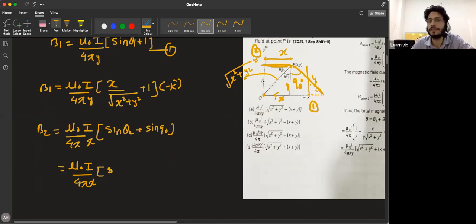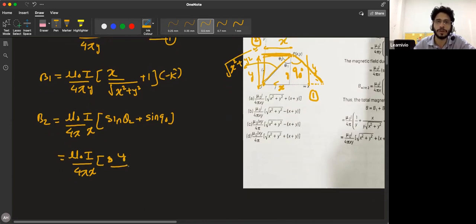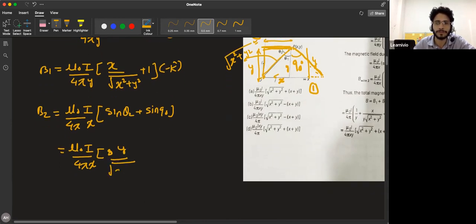Now let's calculate sine theta 2 also. Sine theta 2, how much will it be here, Nabil, in this right angle triangle? This is y, this is x. Sine theta 2 will be perpendicular upon hypotenuse. Perpendicular is y. Hypotenuse is root over x square plus y square. And sine 90 is 1.